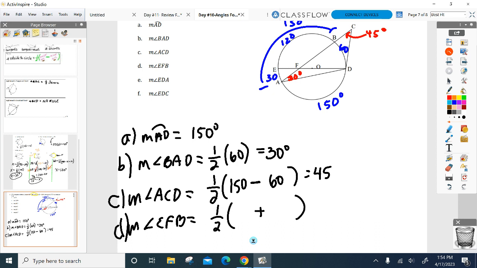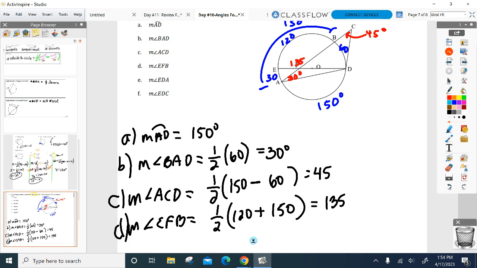What arc belongs to EFB? The one we're trying to find there, Bridger. Which arc belongs to that one? 120. And I add that to its vertical angle's arc, which measures 150. Everyone's good here? So I'm going to take half of 270. 135. 135 right here.